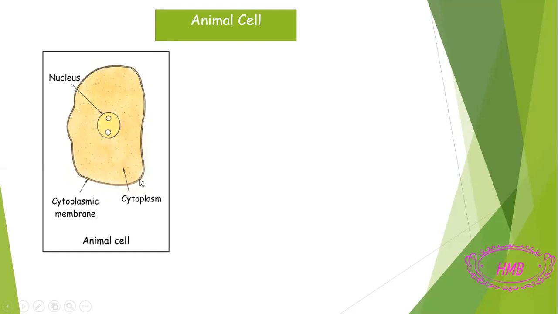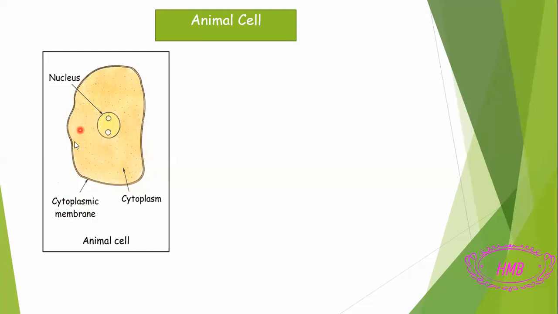This outer membrane, we call it cytoplasmic membrane. So now I am reciting the parts of the cell. Every part has a name. The name of the outer covering of the animal cell, wherever it is found, is called cytoplasmic membrane.